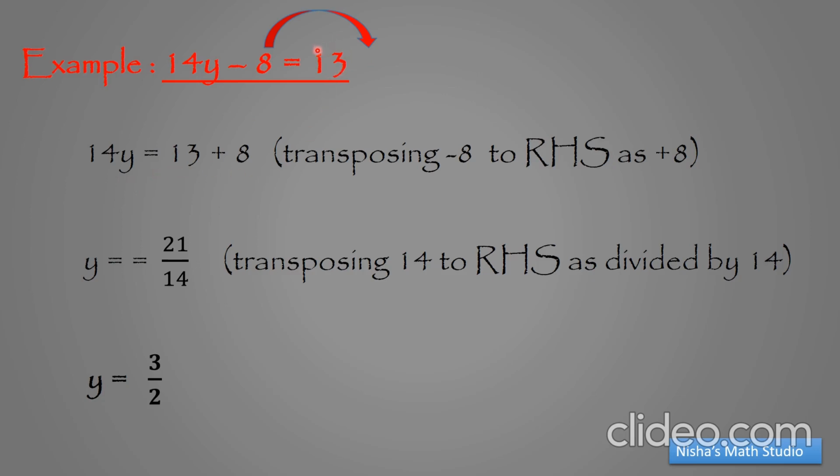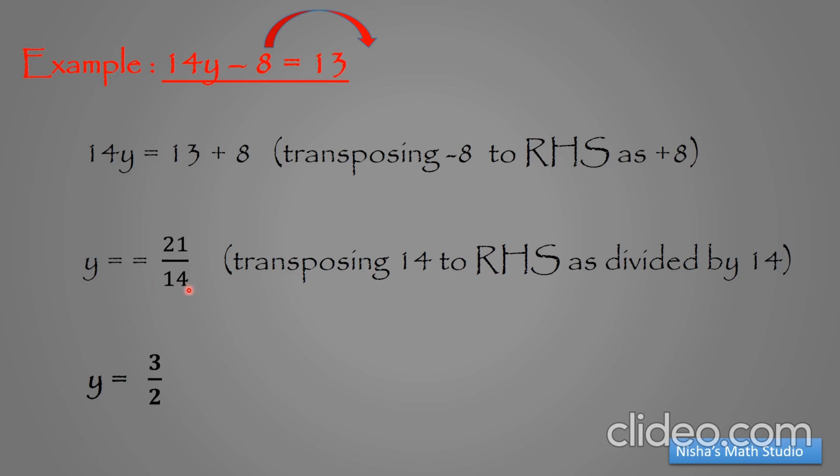Remember, whatever is on the right hand side should be written first, and whatever you are transposing should be written later. So minus 8 will change to plus 8. 13 plus 8 will give you 21. You have 14y is equal to 21. But this 14, which was a multiplication on the left hand side, has come to the right hand side as division. That is, I am transposing 14 to the right hand side as divided by 14.